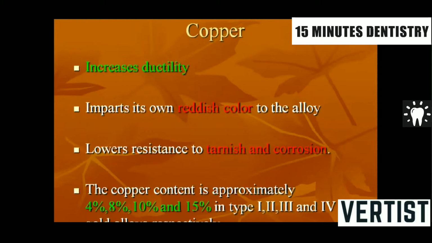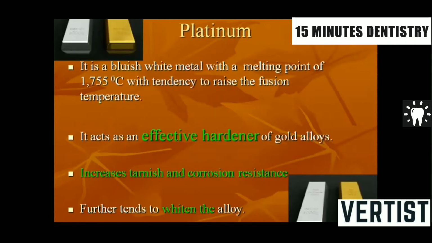Copper is usually added to the extent of 4% to 15%, depending on how hard you want that cast gold alloy to be. If you want a softer cast gold alloy, less amount of copper. If you want a hard gold alloy, you add up to 15% of copper. Platinum. All of us know platinum is a white metal, costlier than gold. It's bluish white in color, and it's an effective hardener for gold alloys.